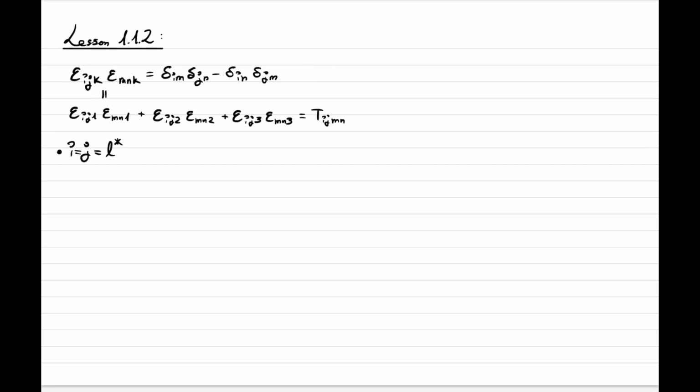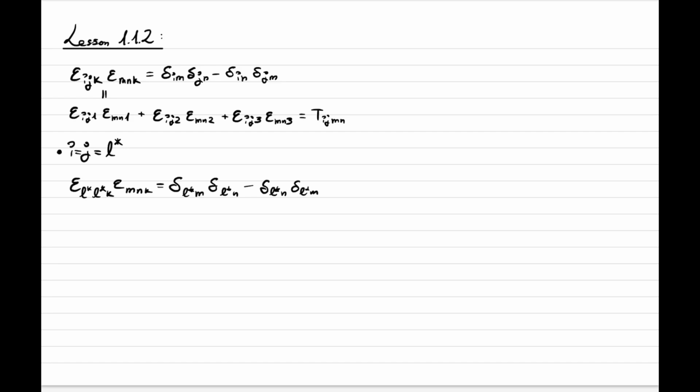So let's check if this formula works for these both indices being equal. And we have that epsilon L star k times epsilon mnk is going to be delta L star m delta L star n minus delta L star n delta L star m.